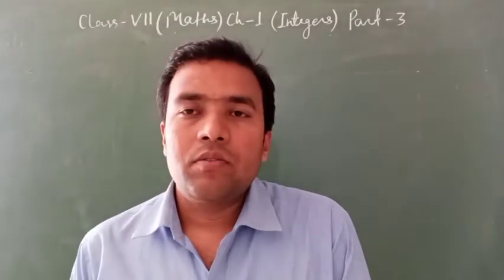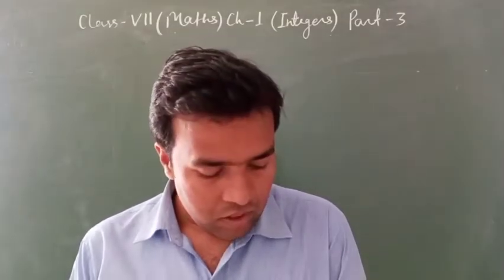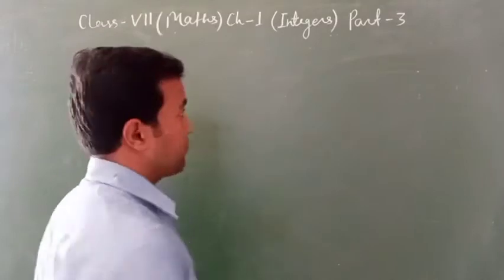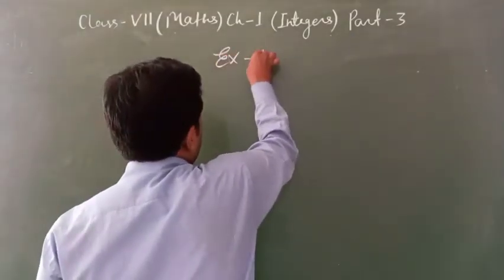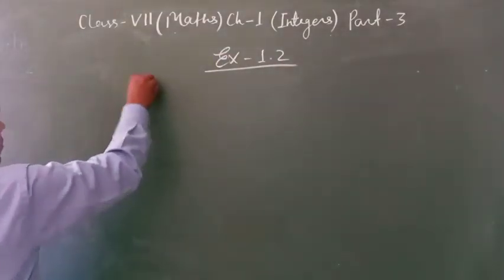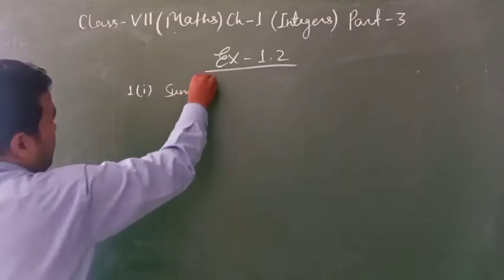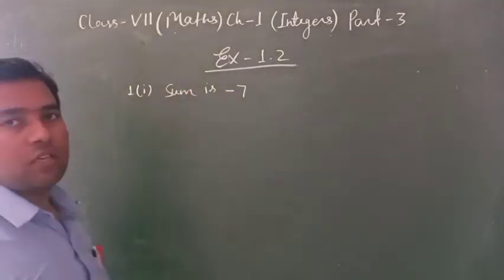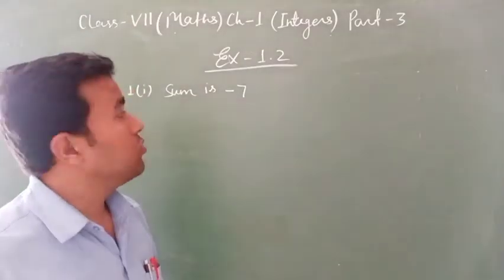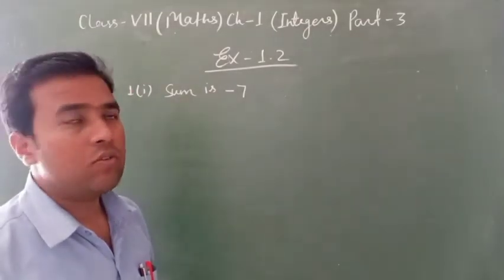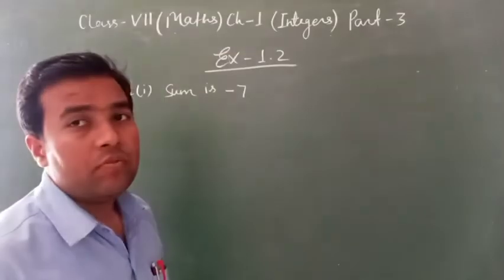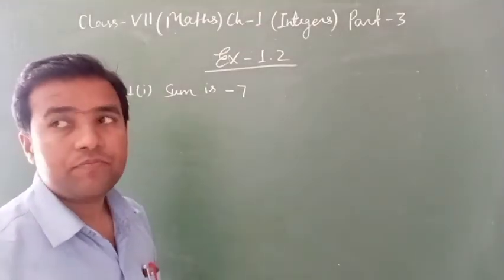Now, first question. Write down a pair of integers whose sum is -7. The question is to write down a pair of integers. Means you think of two integers such that when you add them, your answer should be -7.